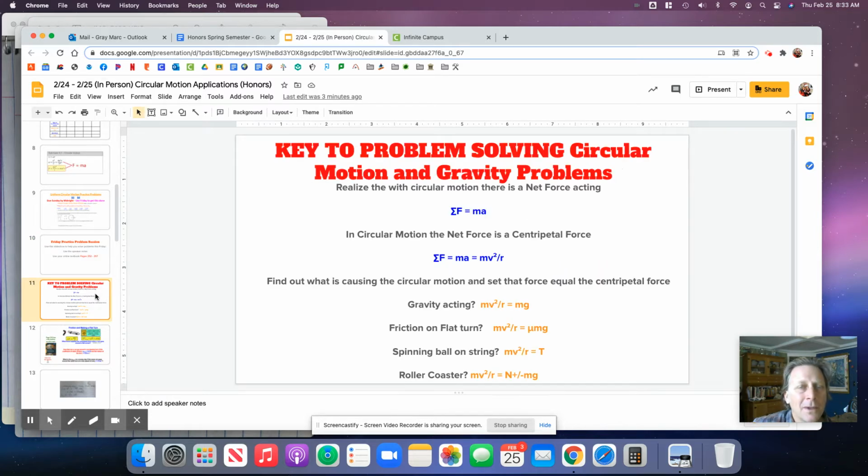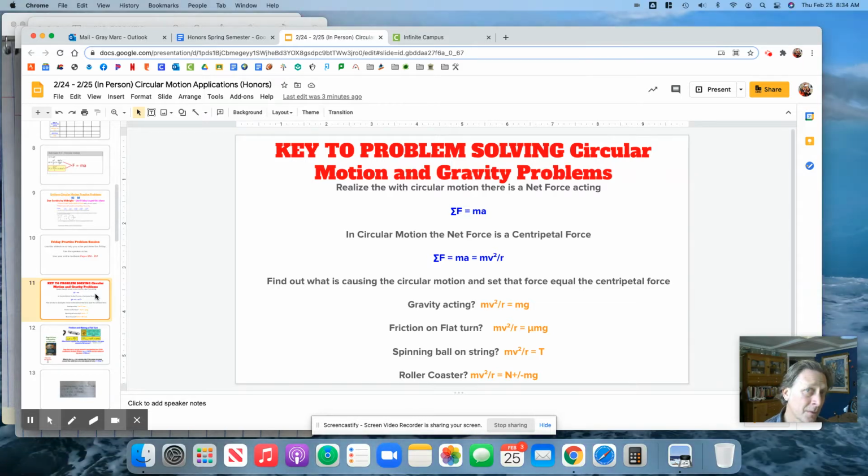So the way that we solve problems with circular motion is we always want to realize that whenever an object is going through circular motion, that object is accelerating. It's called a centripetal acceleration. It's always directed towards the center of the circle. Now, when an object is accelerating, it's doing so because there's a net force acting on the object. That's Newton's second law, F equals ma.